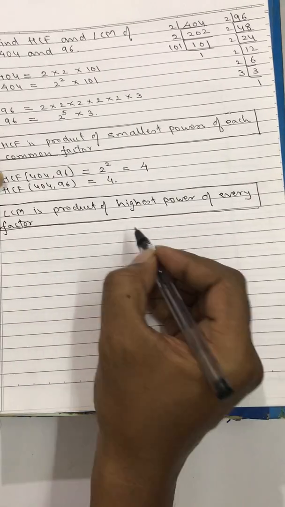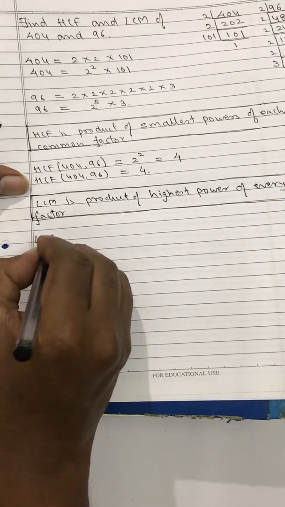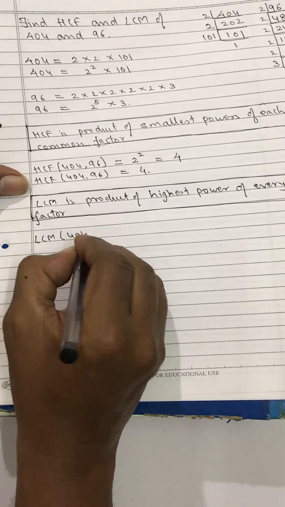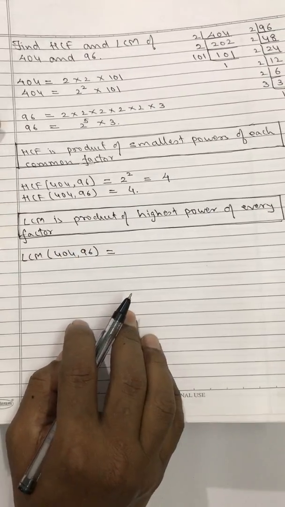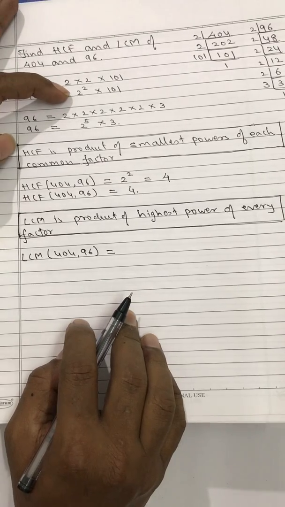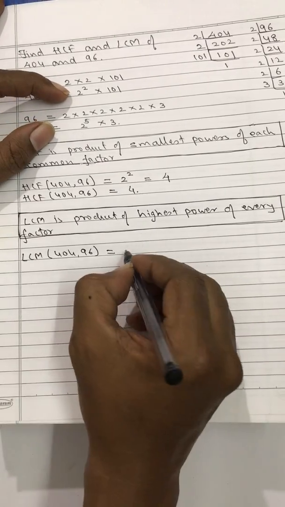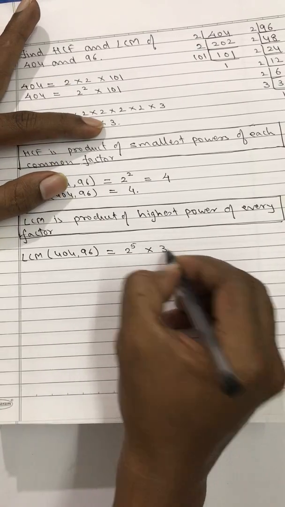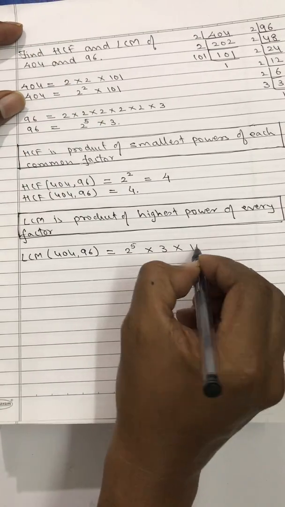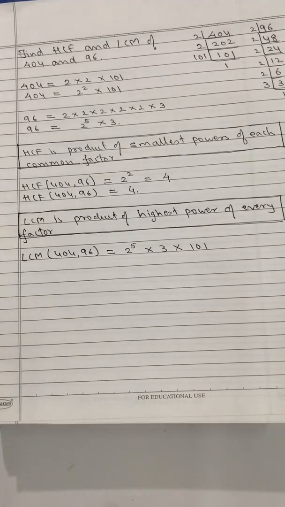Every factor I have to consider. So here, LCM of 404 and 96 is equal to what? Every factor: 2 is a factor over here and the highest power is 5. So 2 raised to the power of 5, into the next, which is 3, highest power is only 1, into 101.